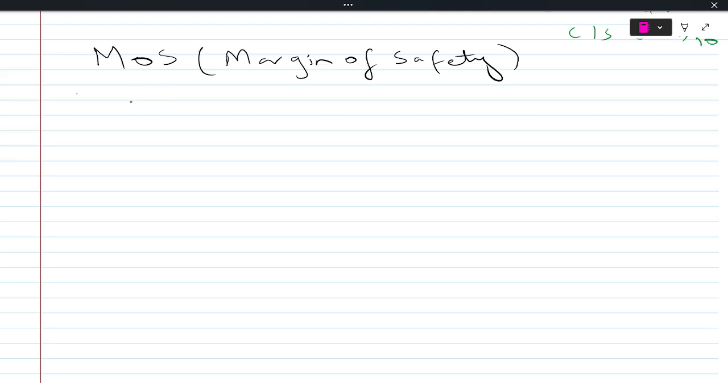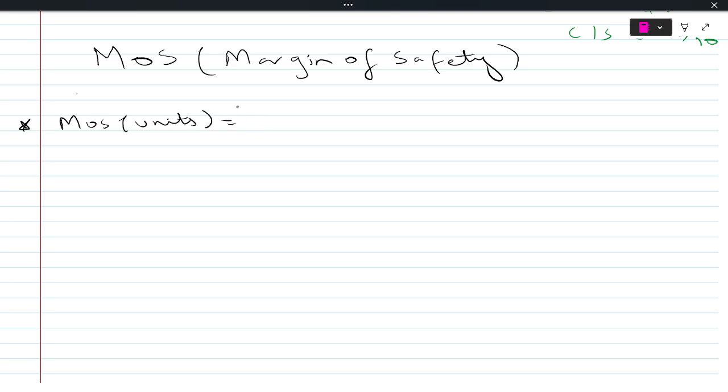Now margin of safety is basically the difference between the budgeted sales and the break-even sales. Okay. So if you have to calculate the margin of safety in terms of units, I'm going to explain to you what is margin of safety, the concept, don't worry.